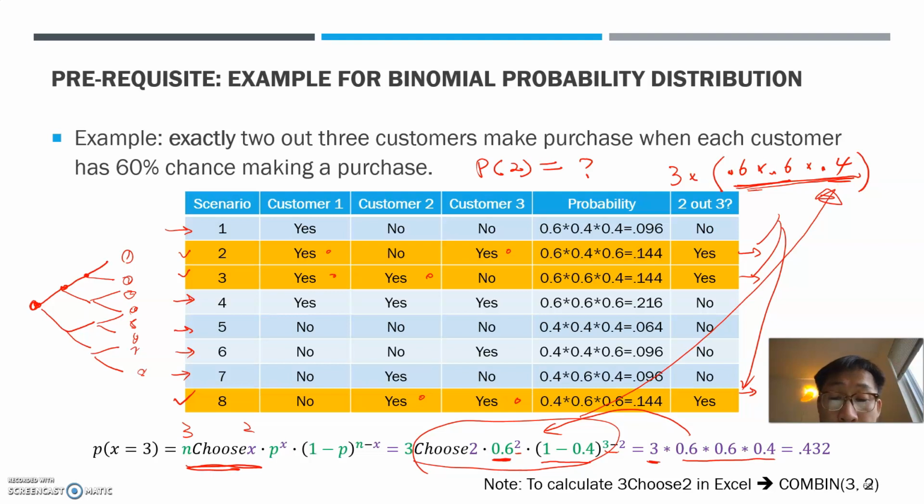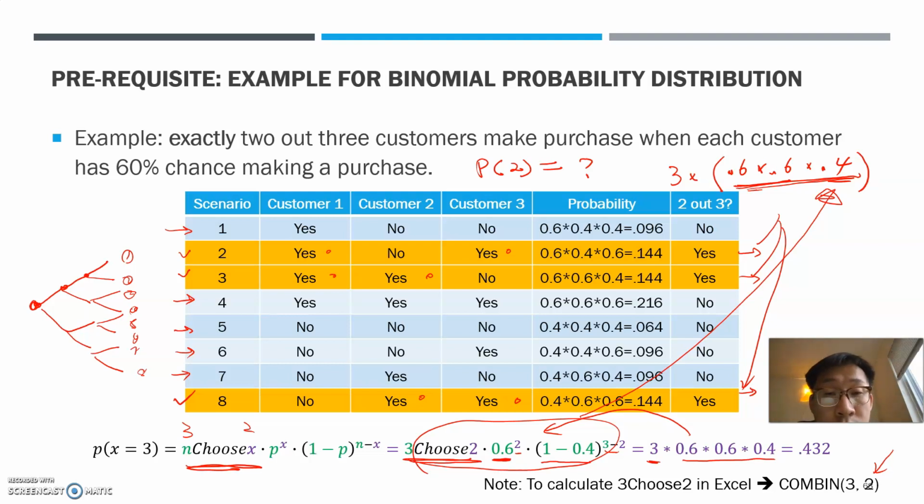If you're wondering how to calculate this part quickly using Excel, the COMBIN formula can help you do that. This is COMBIN 3 choose 2. There will be cases where you need to do much more complicated combination calculations. For example, you'd like to observe exactly 6 out of 10, where each component has a success chance of 60%, and things like that.